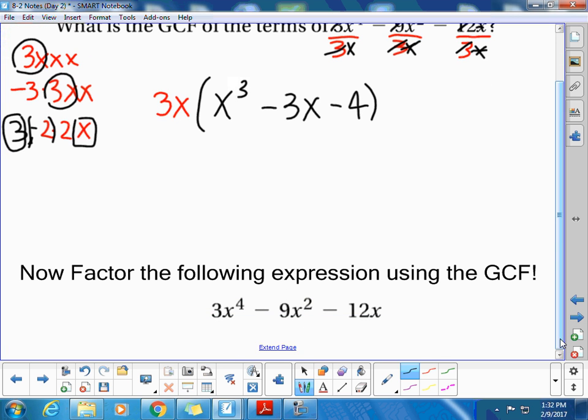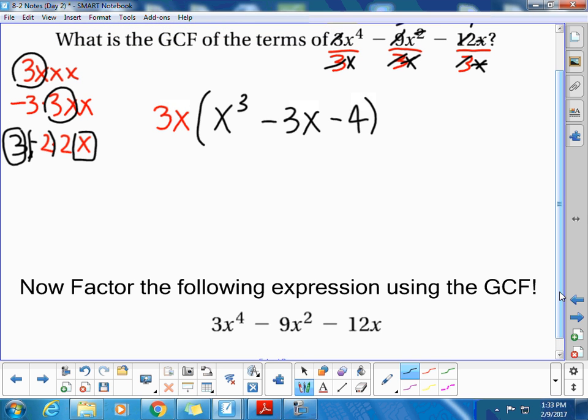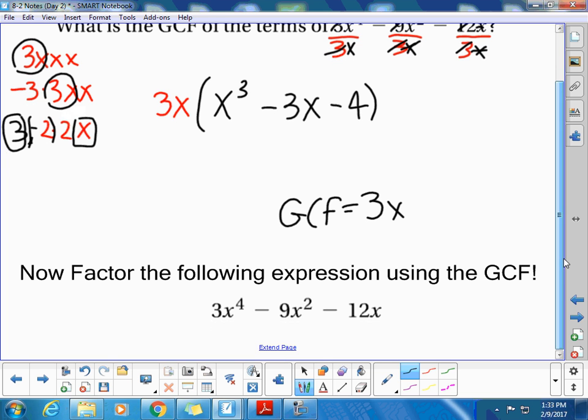Now factor this, actually, we just did that. So what's the greatest common factor of the terms? The greatest common factor is 3x. And with it factored out, that could be down here. So 3x, that's what we just did.